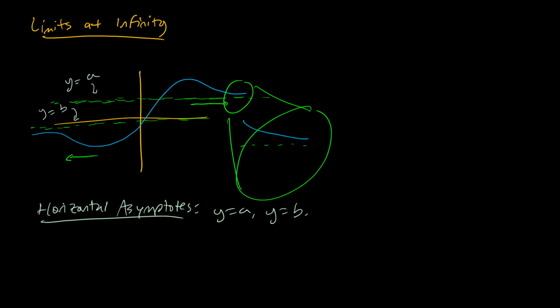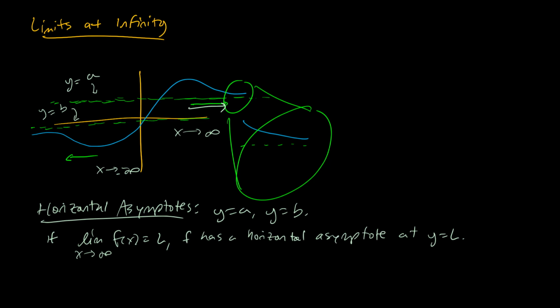The horizontal asymptote is your limit point as x gets incredibly large. I drew the arrow here going out this way. What I'm saying here is x goes to infinity. And what I'm saying over here is x goes to negative infinity. So we can say if the limit as x approaches infinity of f of x equals L, then f has a horizontal asymptote at y equals L. And that is the technical definition of a horizontal asymptote.